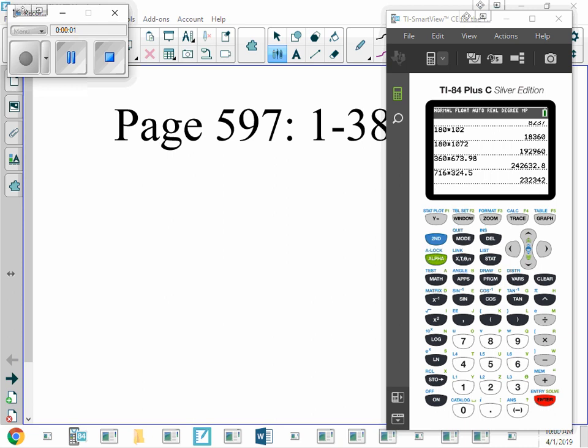So these first few questions are really easy. Look at number 2. The sine of 45 is equal to the cosine of what angle? You could use your unit circle to figure this out, but it's probably easier to think of it in terms of a right triangle.